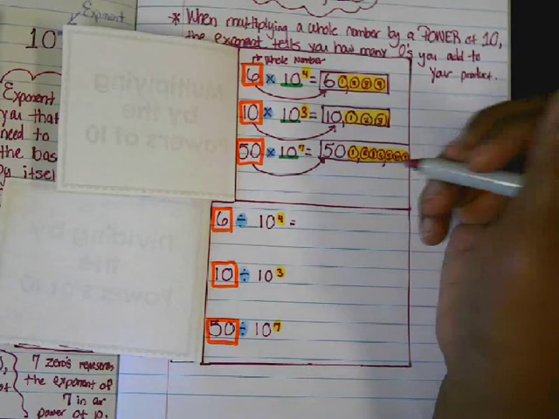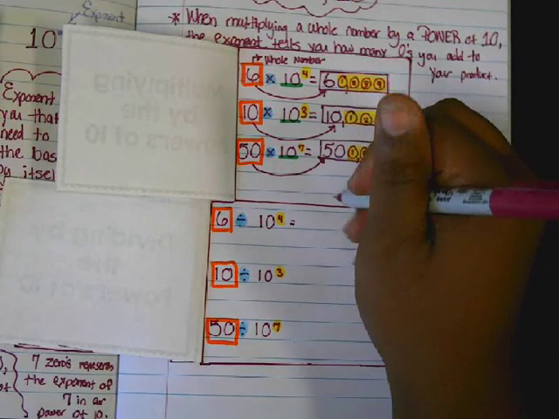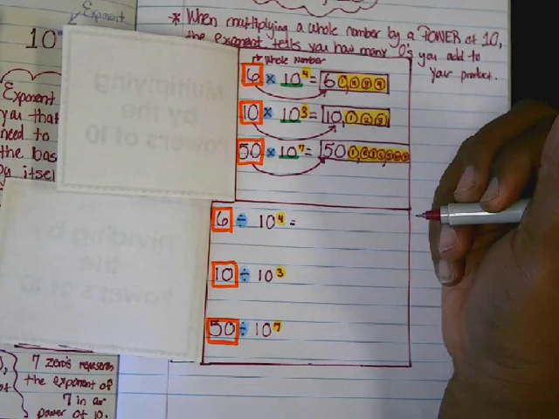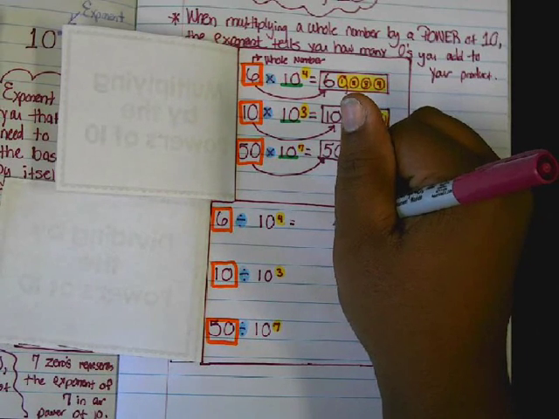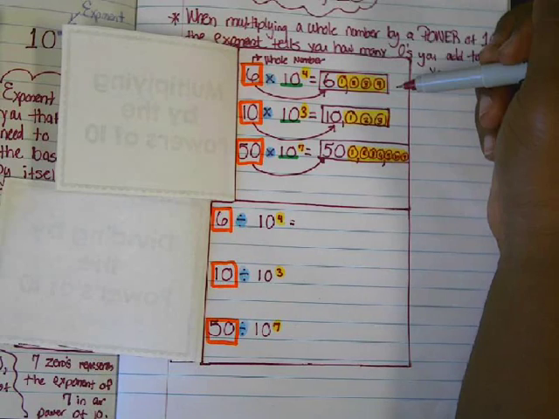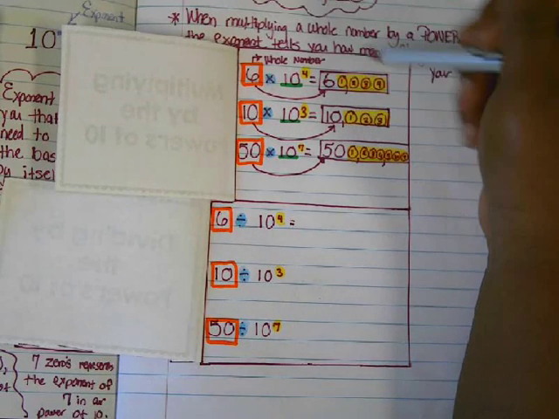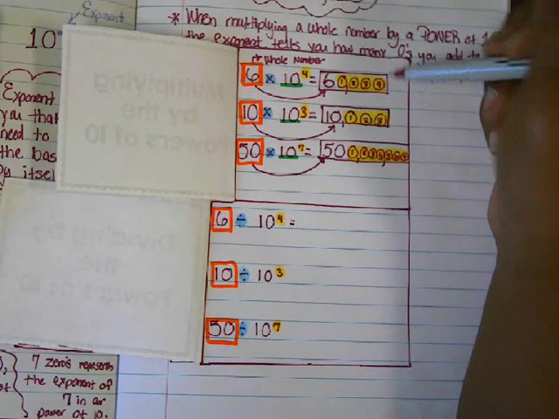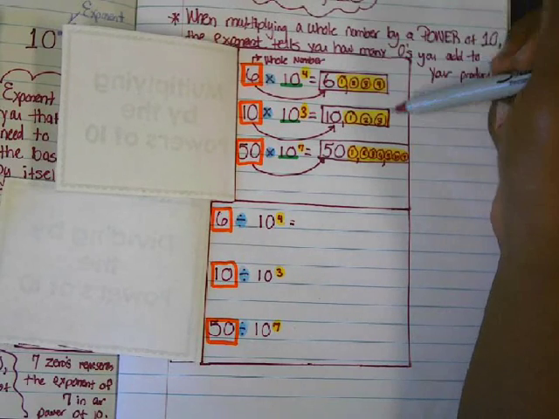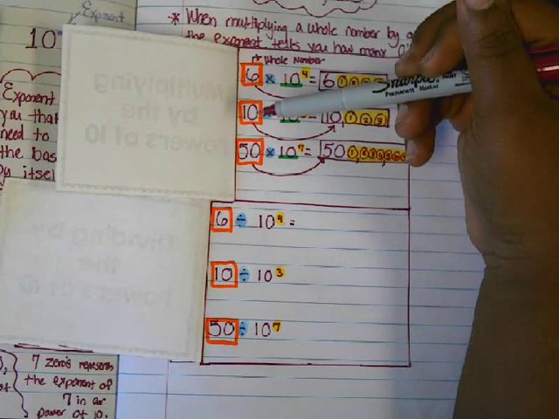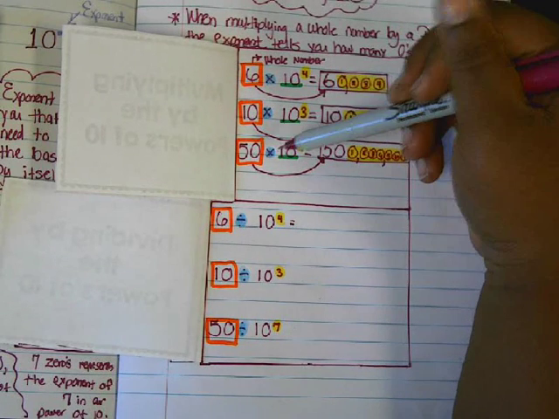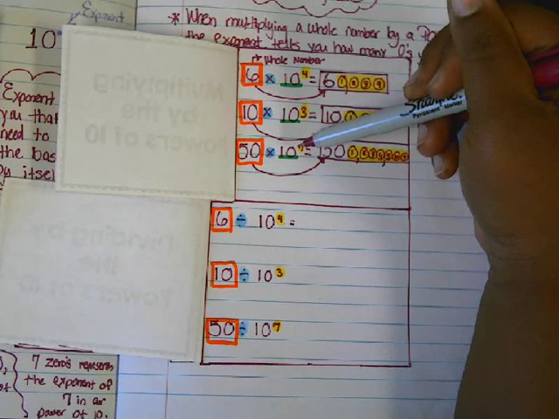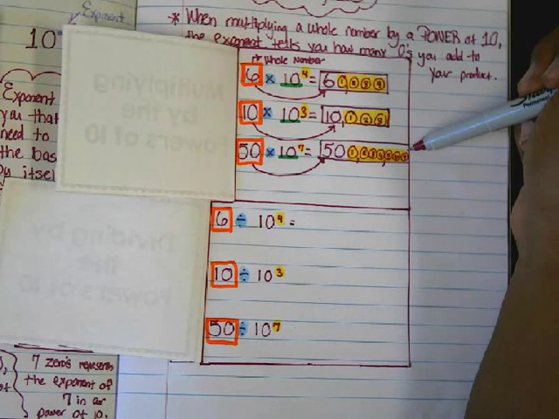What we're going to do is, this is where the decimal kind of comes in at, because when you're multiplying, your product increases. It went from 6 to 60,000. It went from 10 to 10,000. It went from 50 to 500 million. So when you're multiplying by a power of 10, your product is going to increase from the original whole number that you're working with.